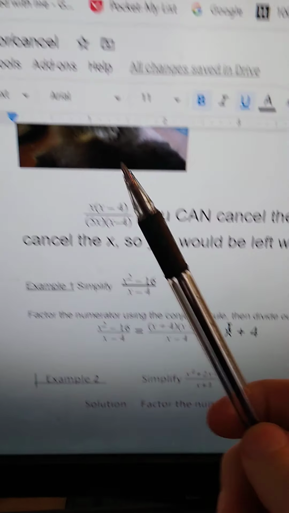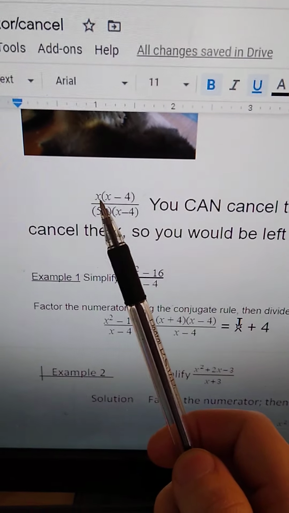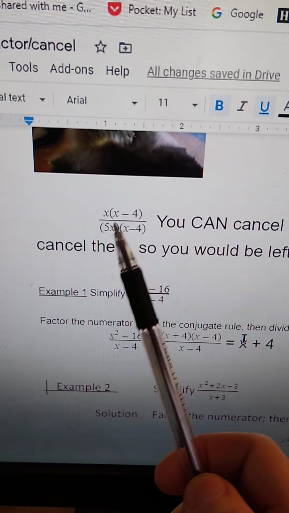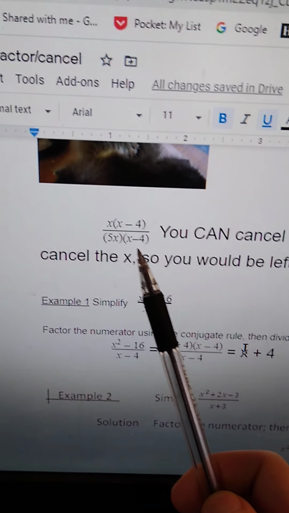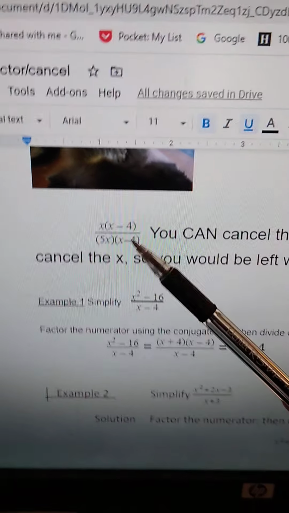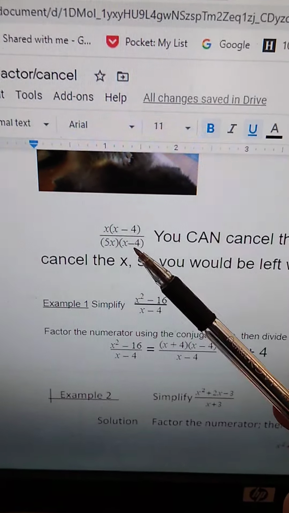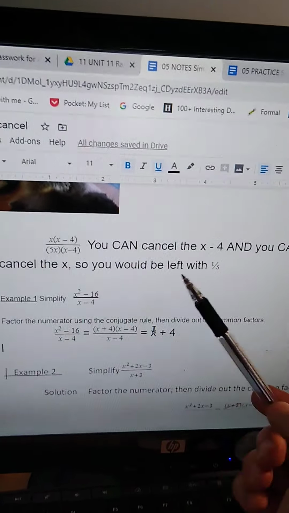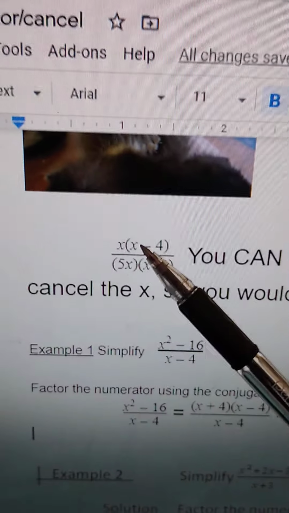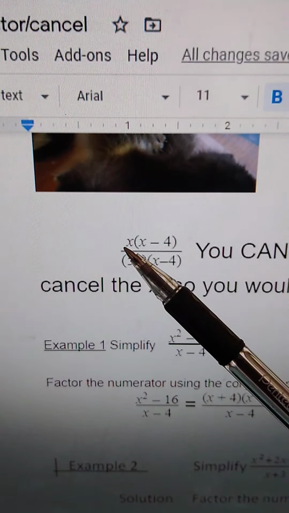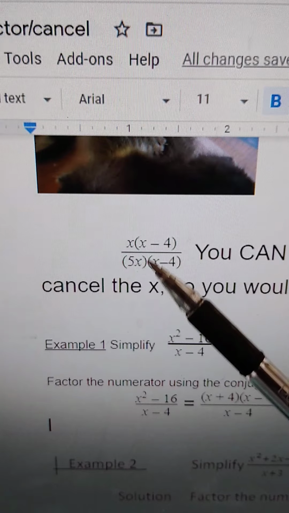So what we're looking at is trying to cancel factors. Now I can see these are not terms, these are factors because they're being multiplied. X times the quantity of x minus 4. 5 times x times the quantity of x minus 4. They're separated because they're now factored out. They're separated by multiplication. So I can cancel x minus 4, and I can cancel the x's. And I would be left with 1 over 5, because if I cancel x minus 4 out, and I cancel x out, I'd be left with just an unseen 1 over 5. And I am allowed to cancel those because they are factors, not terms.